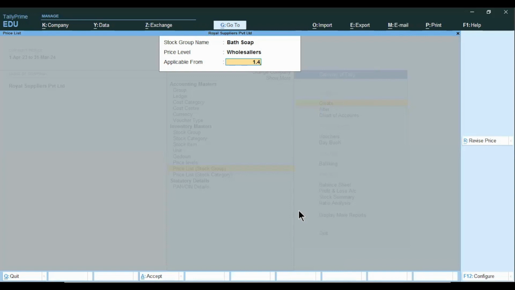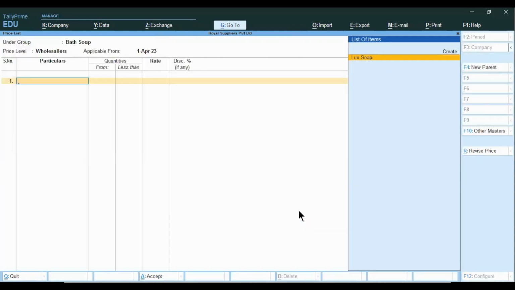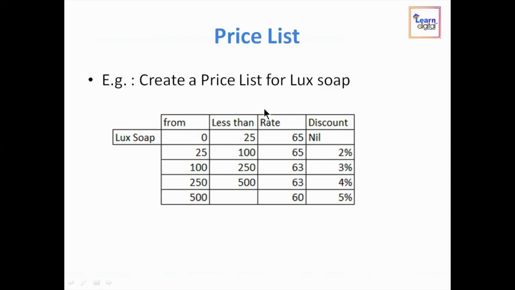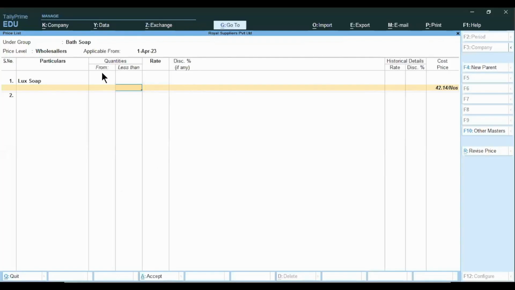So from day one, 1st of April. The second screen appears where we have to select the stock item. We have only one stock item in bath soap, which is Lux soap. Enter. Now here we will enter the details. So from 0 to 25, the rate will be 65 and discount will be 0. At present the from part is empty, just less than 25, rate will be 65.